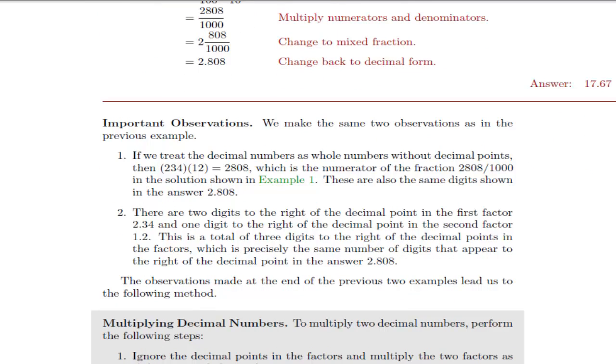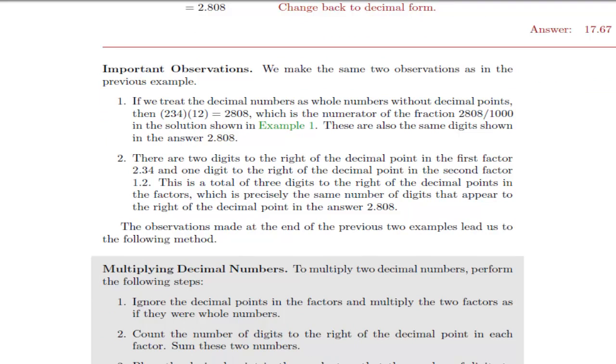Important observation. We make the same 2 observations as in the previous example. 1. If we treat the decimal numbers as whole numbers without decimal points, then 234 times 12 equals 2,808, which is the numerator of the fraction 2,808 over 1,000 in the solution shown in Example 1. There are also the same digits shown in the answer 2.808. 2. There are 2 digits to the right of the decimal point in the first factor, 2.34, and 1 digit to the right of the decimal point in the second factor, 1.2. This is a total of 3 digits to the right of the decimal points in the factors, which is precisely the same number of digits that appear to the right of the decimal point in the answer 2.808.